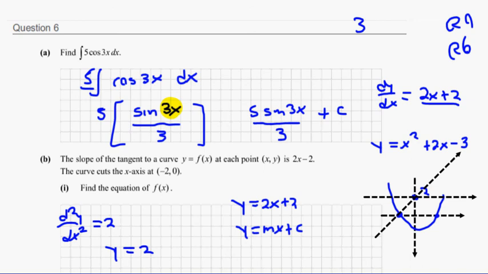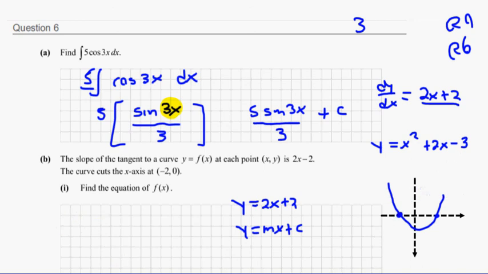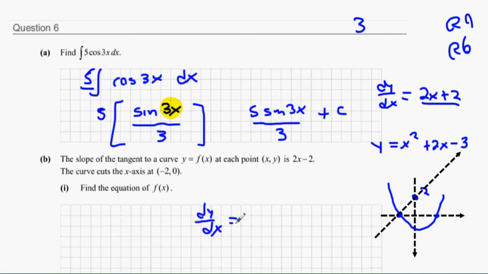Now, the reason why I did that was they've actually given you the result for the line. Okay? What they told you is the derivative is 2x minus 2. Does that make sense? What differentiates into 2x minus 2? Can anybody tell me?